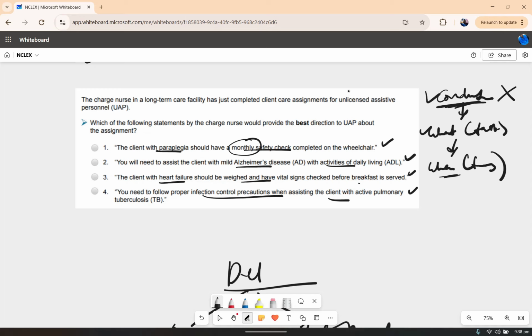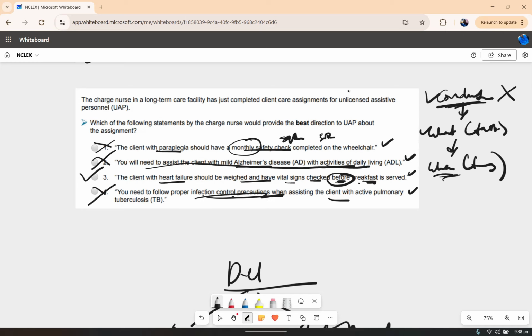Is it monthly? Is it the 29th of the month? Is it the 30th? Nothing like that. So the timing is not clear right here. Now, if you look at this, it doesn't have a when. It's just telling us to assist. So this is out. Now, if you look at this, weigh and have vital signs checked before breakfast. You can see there's a timing, before breakfast. So this is correct. Now look at this, no timing, out.